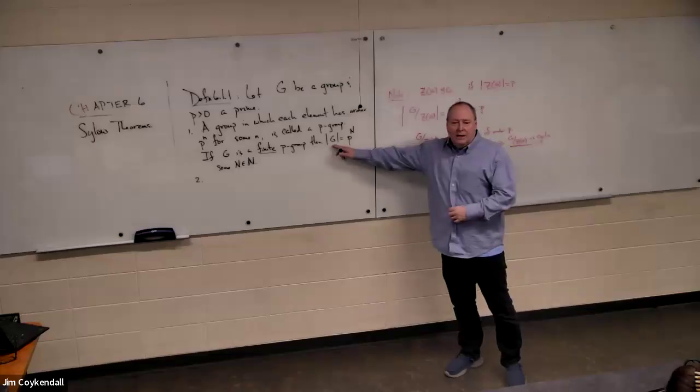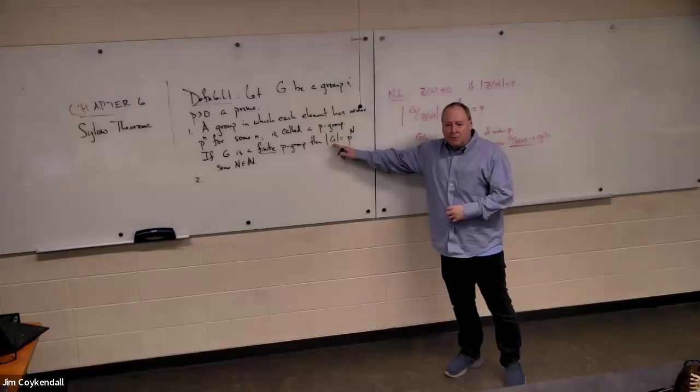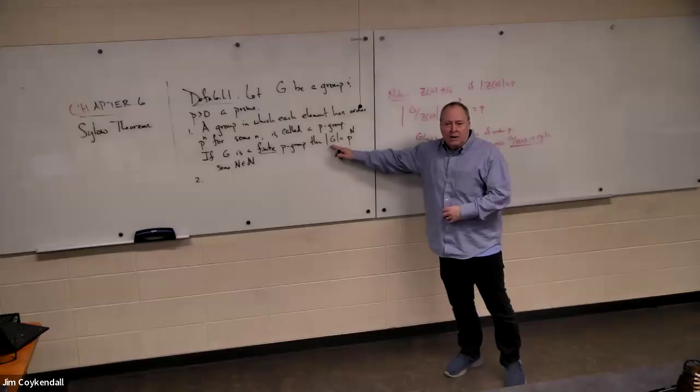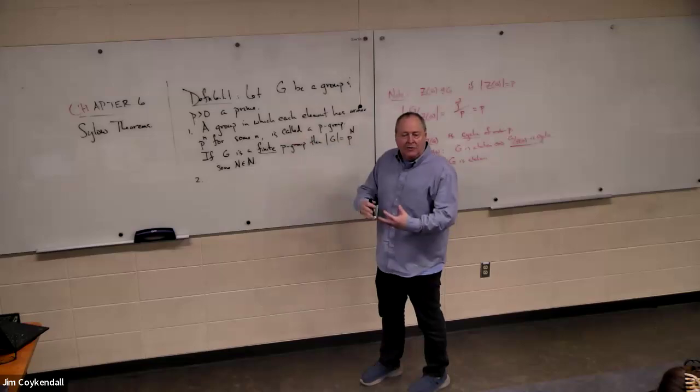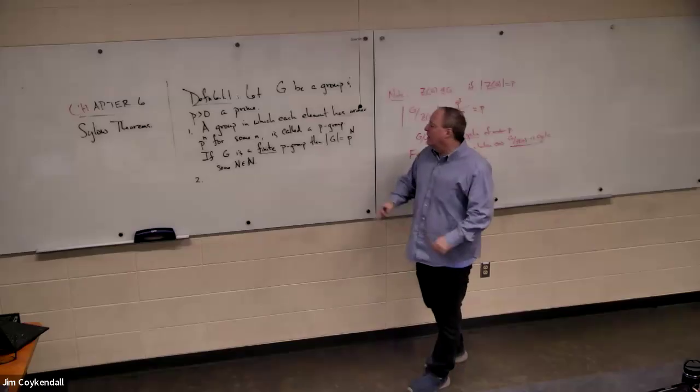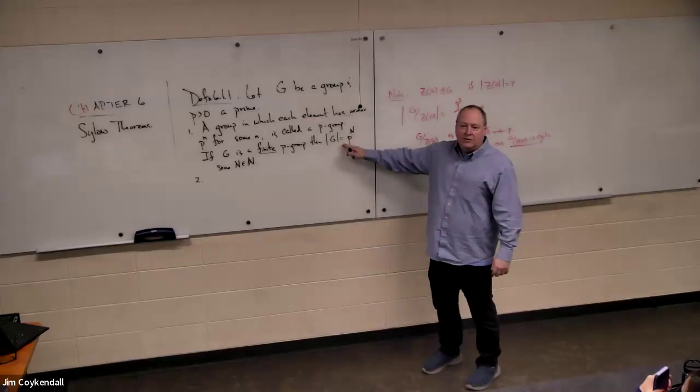But if q, that different prime, divides the order of G, then there must be an element by Cauchy in that group of order q, right? And that's a contradiction because we assumed that every element has order p to the n power, right? So you can't have a different prime q. So Cauchy's theorem guarantees that this is true.